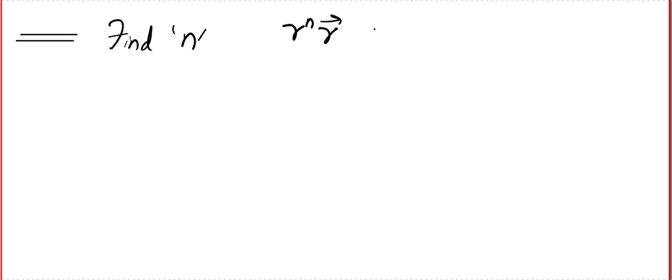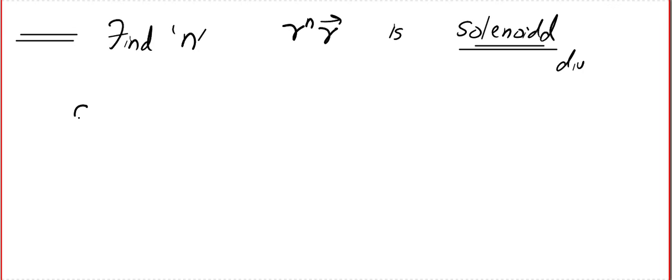Okay, one of the most repeated questions. Find n in such a way that r power n times r is solenoidal. Solenoidal means divergence of that function will be 0. And irrotational means curl will be equal to 0. Anyway, since it is solenoidal, we know that divergence of r power n r equal to 0.